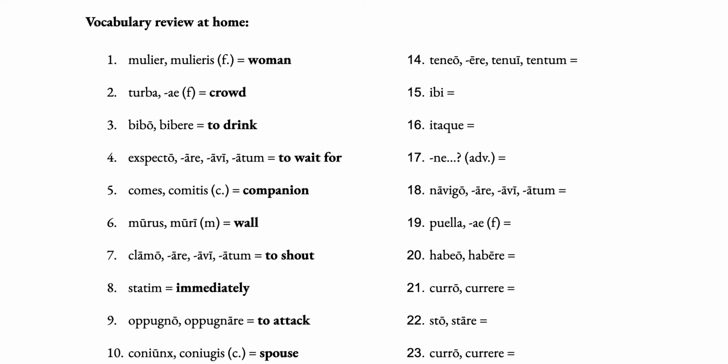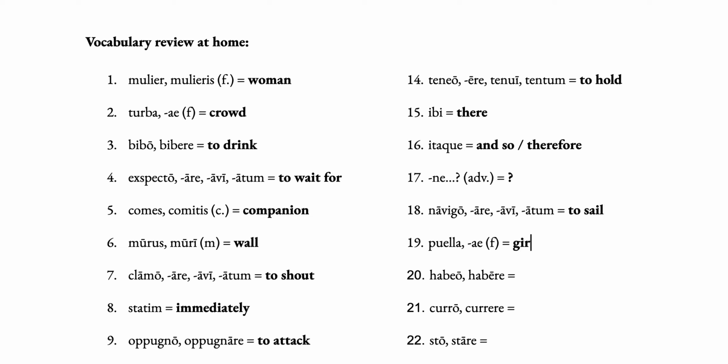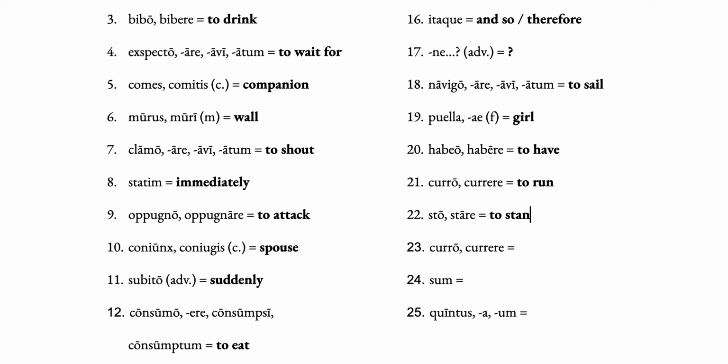Ne just makes the sentence a question. Tenere is to hold. Ibi means there. Itaque means and so or therefore. Ne, we've had, just makes it a question. Navigare, to sail. Puella is a girl. Habere, to have. Currere, to run. Stare, to stand. Currere, we just had, to run. Sum, I am. And quintus means fifth.